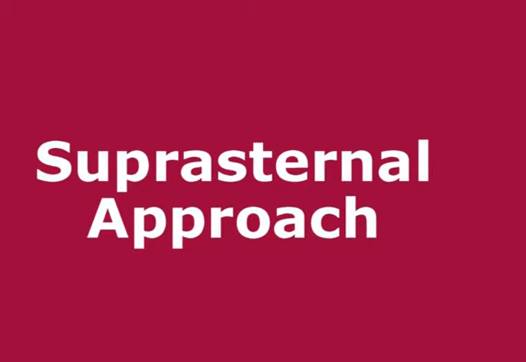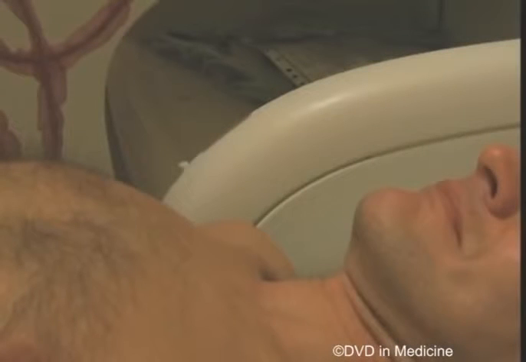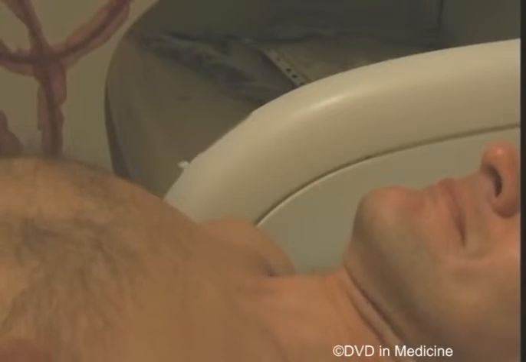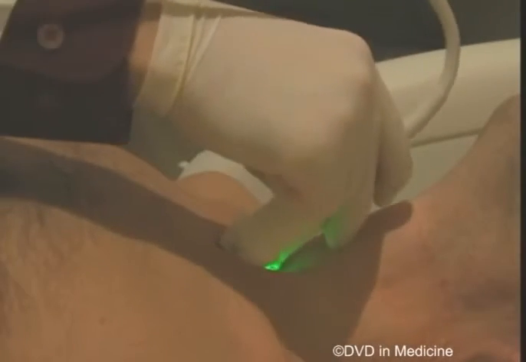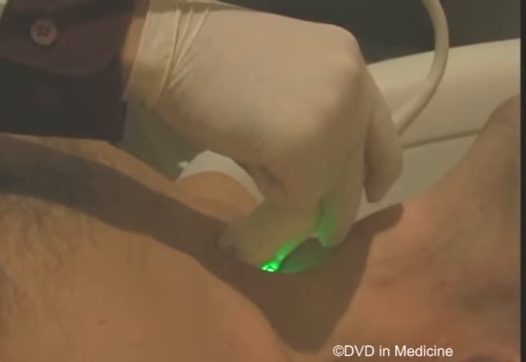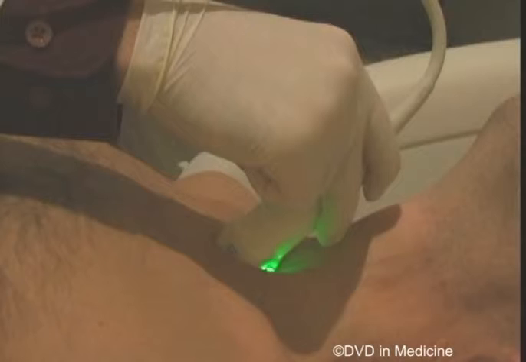Suprasternal approach. One should place the transducer in the suprasternal notch, angle the scanning plane inferiorly and parallel to the aortic arch so that the scanning plane is directed from the anterior right to the posterior left. In order to facilitate this maneuver, one can place a pillow under the patient's neck.